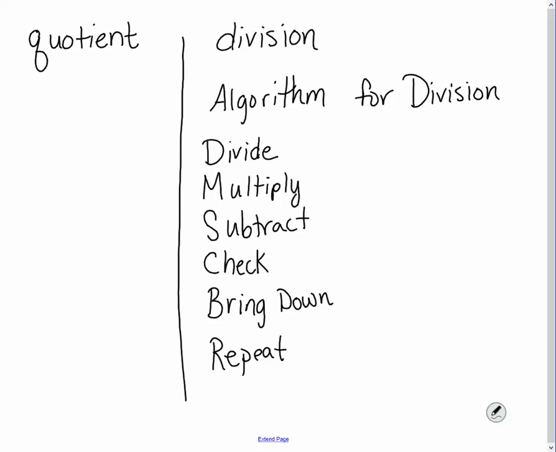Okay, anyway, so there you go. That is the algorithm for division. It's a standard way of doing long division. Since your great-grandparents were doing long division, this is how they did it. All right, so that's what we're going to use. And next to each problem, we are going to write these letters, D, M, S, C, B, R, to remind us of our steps.